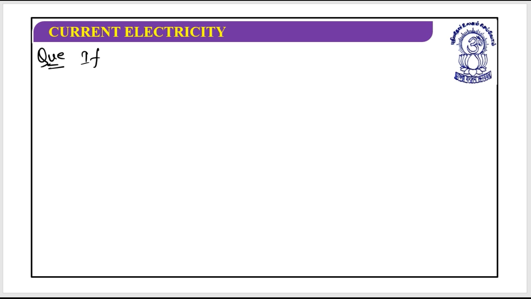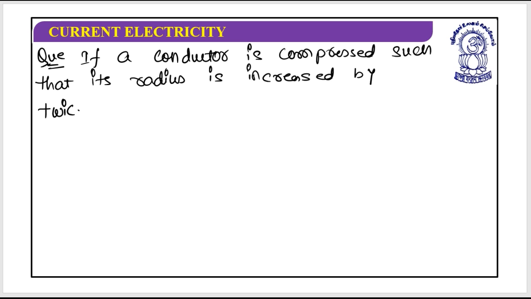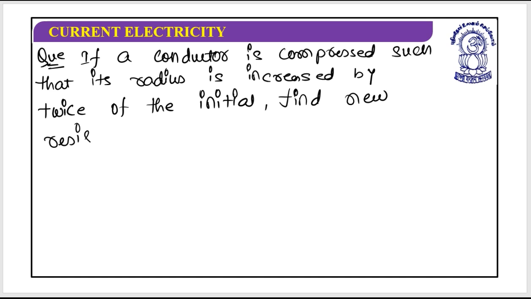If a conductor is compressed such that its radius is increased by twice of the initial, find out the new resistance of the conductor.